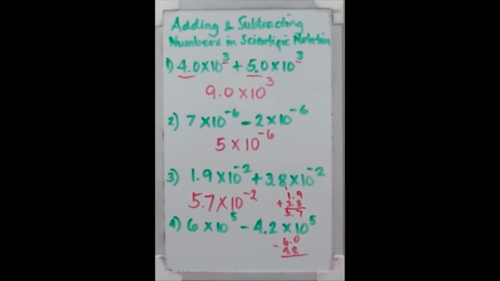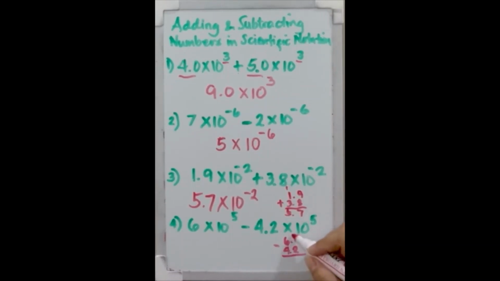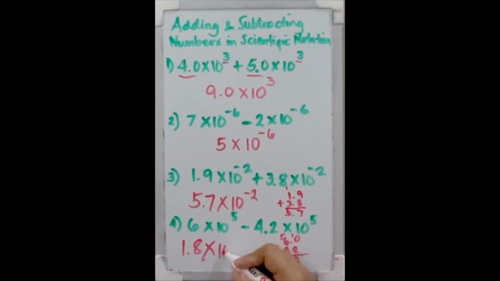Okay, so we subtract. So this will become 10. 10 minus 2 is 8. So this 6 will become 5. So 5 minus 4 would be 1. So our answer here is 1.8 times 10 raised to the power of 5.